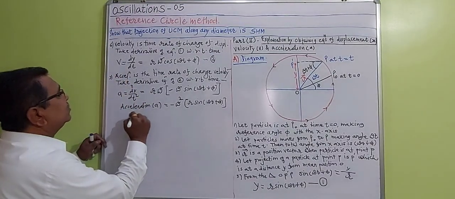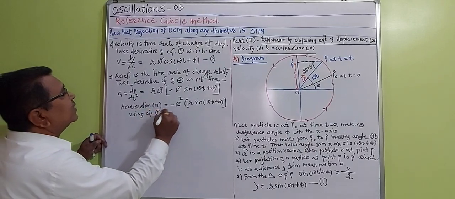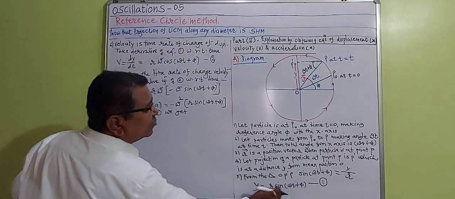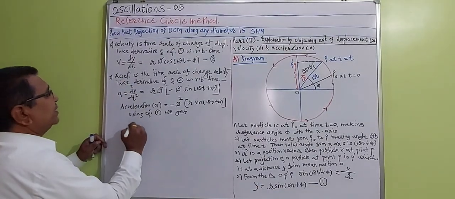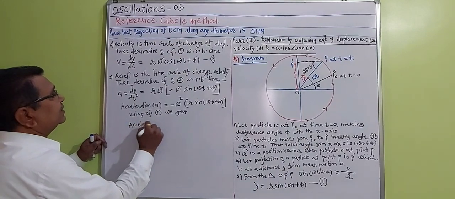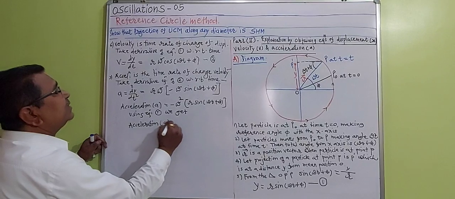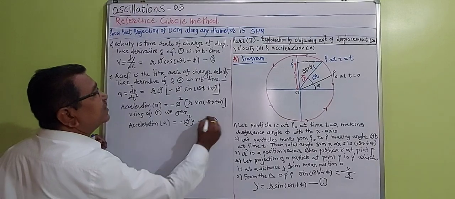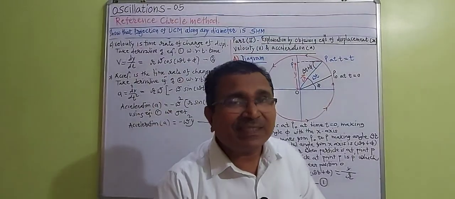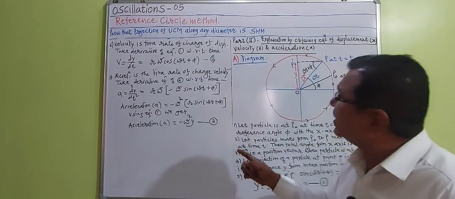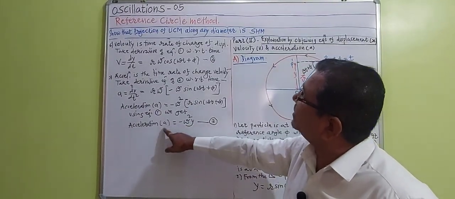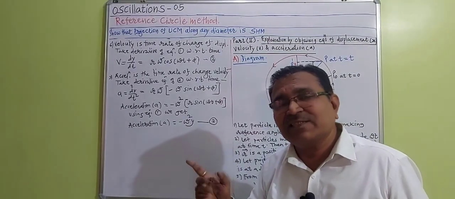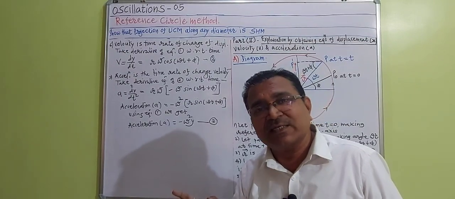Using equation 1, r sine omega t plus phi is equal to y. So we get acceleration a is equal to minus omega square y. This is equation 3. That means negative sign indicates that acceleration and displacement are oppositely directed.